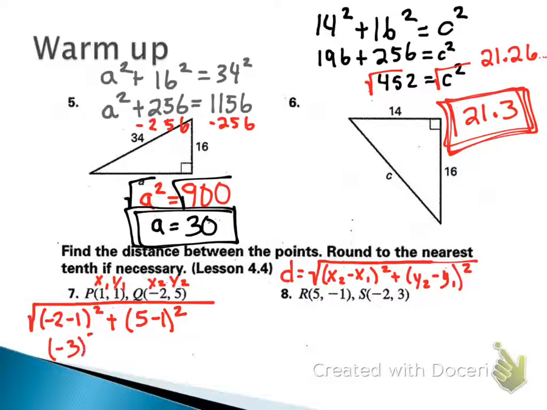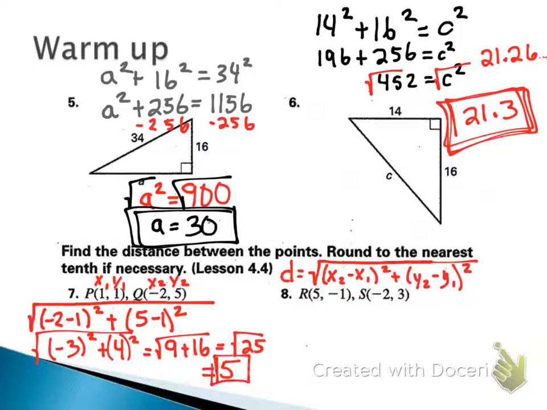That's going to give me -3 squared plus 4 squared. -3 squared is -3 times -3, which is +9. 4 squared is 16, and I take the square root. 9 plus 16 is 25, and the square root of 25 is 5. So the distance between those 2 points is 5 units. What are your questions?